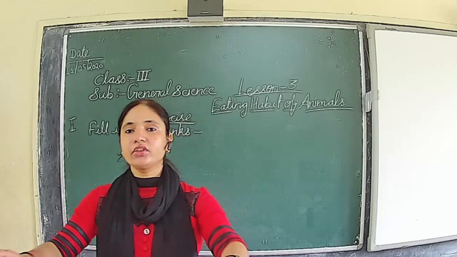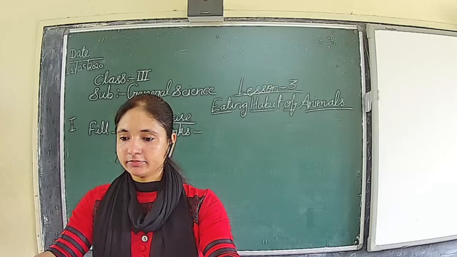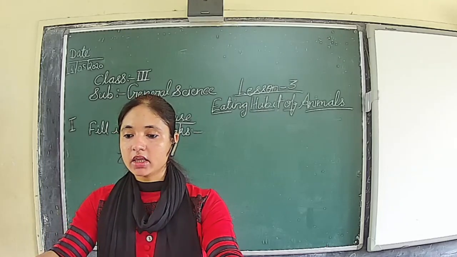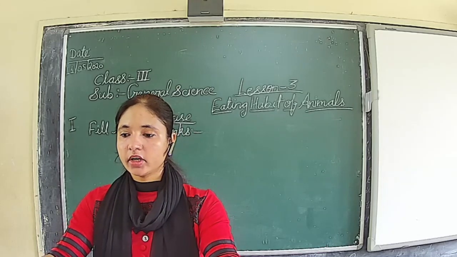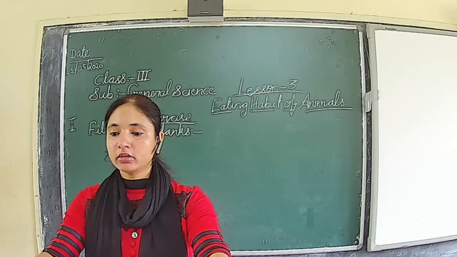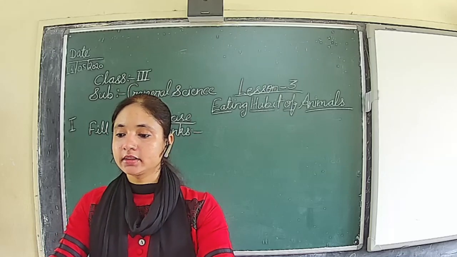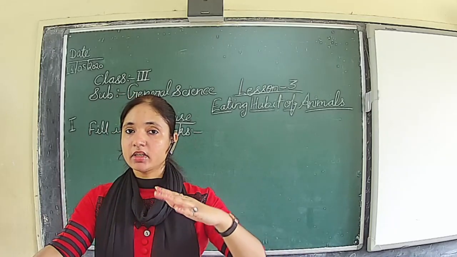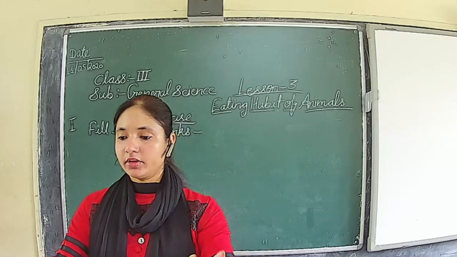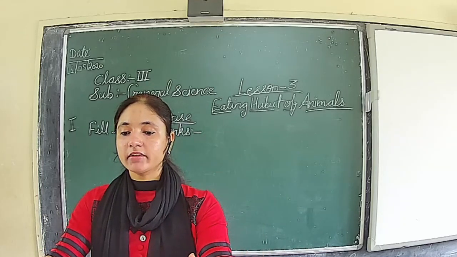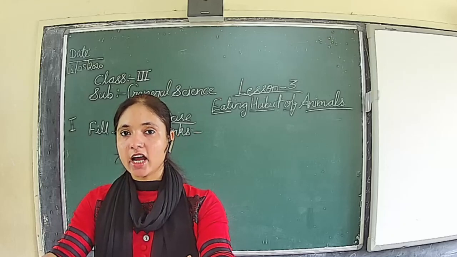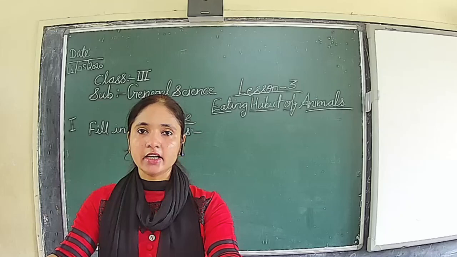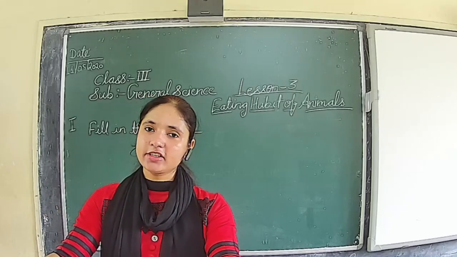Then you have to know the food chain. What is a food chain? A food chain is a sequence of who eats whom. In this, one organism is dependent upon another for its food. All food chains start with a green plant and end with a large flesh eater.